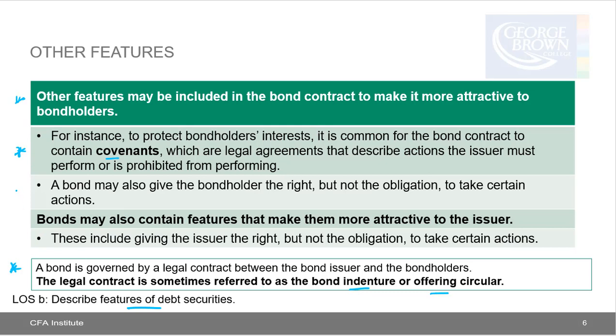Okay, and a bond may also give the bondholders the right but not the obligation to take certain actions. Later on, that's language that's very common to the investment industry. When we're talking about options, options give you the right but not the obligation to take certain actions. So we're going to see that in a little bit more detail in some further learning outcome statements. And bonds may also contain features that make them more attractive to the issuer. Again, these include giving the issuer the right but not the obligation to take certain actions, and we'll explain that in more detail later in the video.